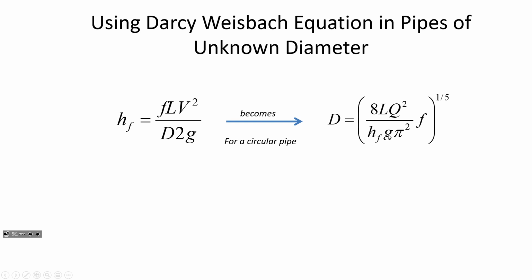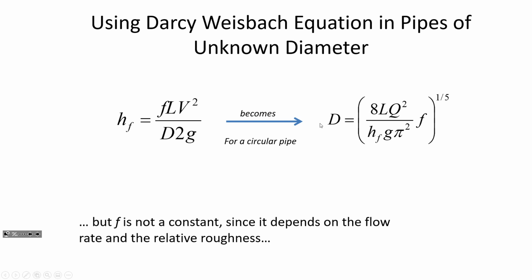And then, of course, the G is a constant. Pi comes from the circular shape, when we substitute the circular shape into this estimation for velocity. So what we've essentially done is, instead of having the flow velocity, we've substituted in Q, and V is Q divided by area. So if we rearrange the Darcy-Weisbach equation, we can solve for D, the diameter that's needed. But what makes this tricky is that the F value isn't just a constant.